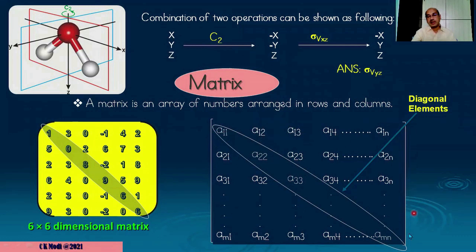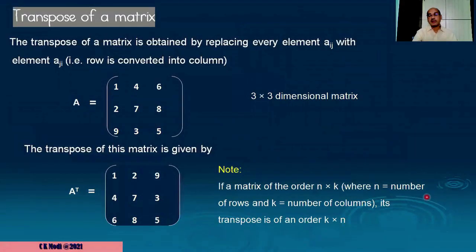Now, what are the diagonal elements? In this large matrix, the line from the top left corner to the bottom right corner is called the diagonal line. The elements situated along the diagonal line are called diagonal elements. Here, A11, A22, A33 up to Amn are the diagonal elements.